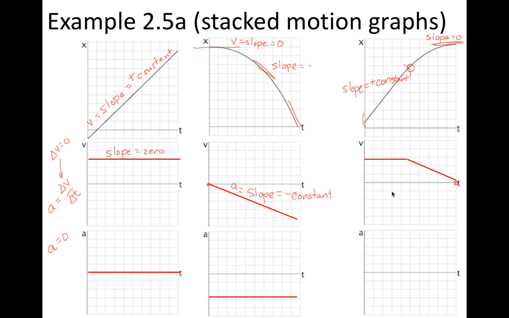For the last graph, we're going to look at the slope. The slope for the first part of the graph is zero, and so that corresponds to an acceleration of zero. For the last part of the graph, we have a negative constant value. So we have a negative constant slope, negative, I'll just put C for constant, and so that will look like that.